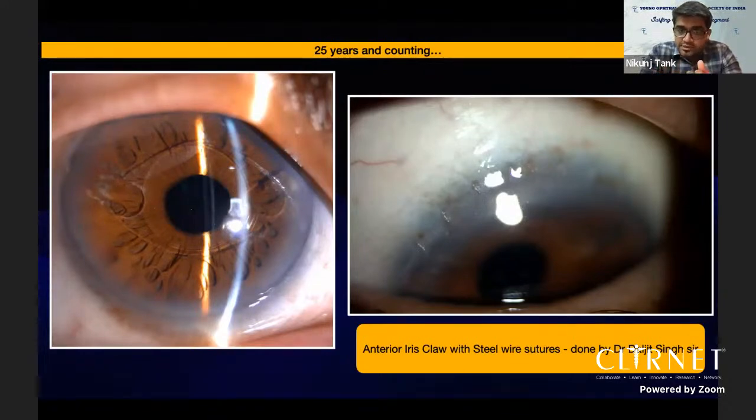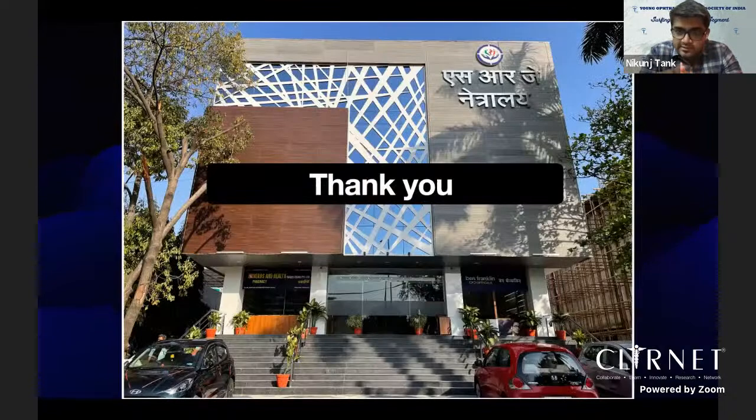But one day, a patient came to my OPD who was operated on by respected Dr. Daljit Singh sir 25 years back. He underwent an ECCE with a large incision, and he had steel wire sutures near the limbal corneal junction, and an anterior iris claw lens implanted at that time. Still the cornea was clear, the lens was well centered and well placed, and the patient had good vision also. This is just for historical importance, but I was amazed to see the long-term outcome of this case. That's all from my side. Thank you so much.